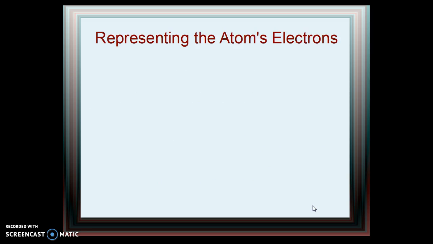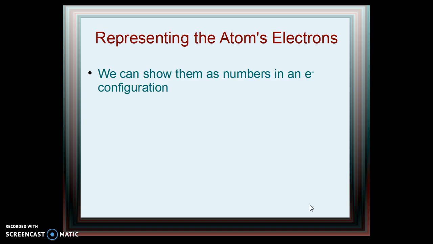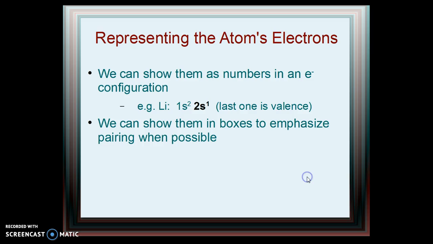How do we represent the atom's electrons? Well, we're going to show them possibly as numbers in an electron configuration. So lithium, 1s2, 2s1, and the highest energy, or last electron, is the valence electron. It has one valence electron. We could also show the electrons of the atoms in boxes, to emphasize the pairing of the electrons. Lithium has a box for the 1s orbital, and it has 2 electrons, and they're antiparallel. It also has the 2s electron, and that's all by itself.